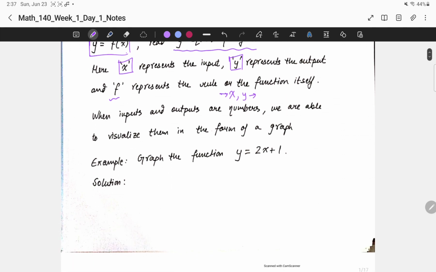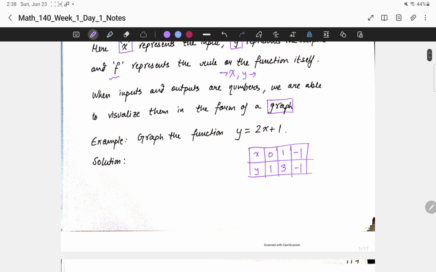Now, when inputs and outputs are numbers, we are able to visualize them in the form of what is called a graph. This is again something that you are familiar with. For example, if I were to ask you to graph this function y equals 2x plus 1, one way to do that would be to make a table. So let's say when the input is 0, the output is 2 times 0 plus 1, which is 1. When the input is 1, the output is 2 times 1 plus 1, which is 3. When the input is negative 1, it's 2 times negative 1, which is negative 2 plus 1, which is negative 1.